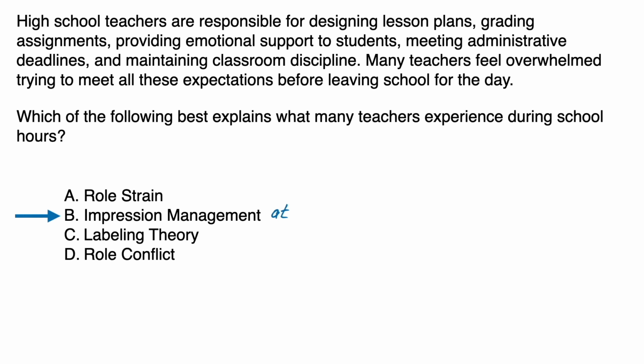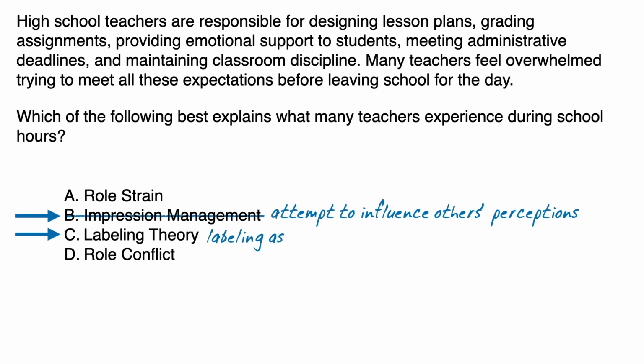Impression management is a conscious or unconscious attempt to influence other people's perceptions of things, events, or people. But there was no mention of teachers trying to influence or change others' perceptions, so eliminate B. Labeling theory says that societal reactions to deviant behavior and labeling someone as deviant tends to amplify deviance rather than deter it. While you might be thinking, high school students, deviants, there's no such mention of deviant behavior in the question stem, so eliminate C.